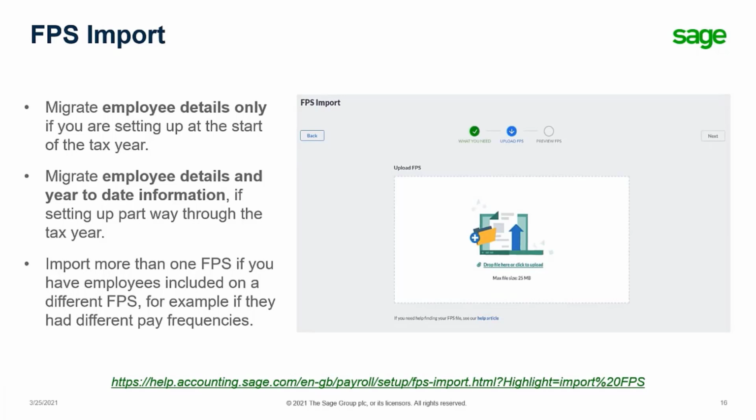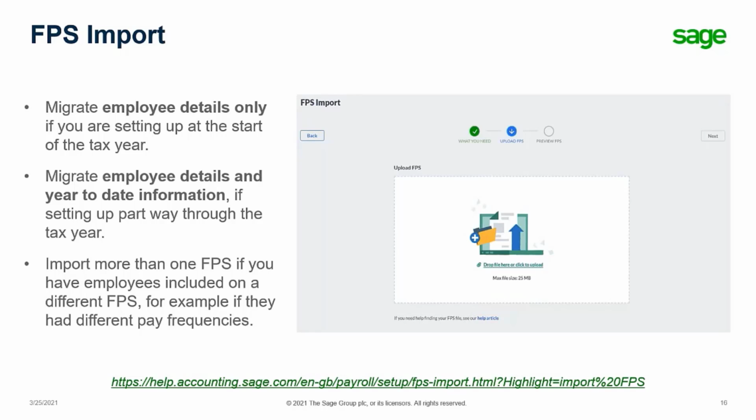From the payroll welcome screen where you first sign up to payroll, you would click on the import FPS option. Remember, it was one of those 3 options we showed you at the very start of this webinar. When importing your employees from an FPS file, you should use the most recent file you have for your employees. This is to ensure that the information is up to date. The FPS needs to be in an XML format and must be no larger than 25 megabytes.